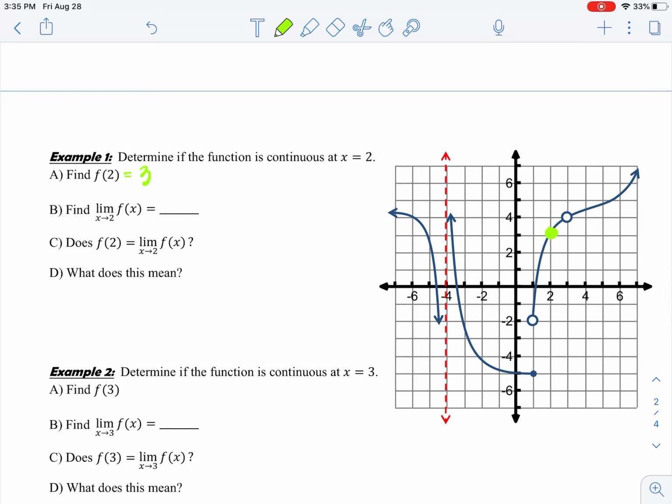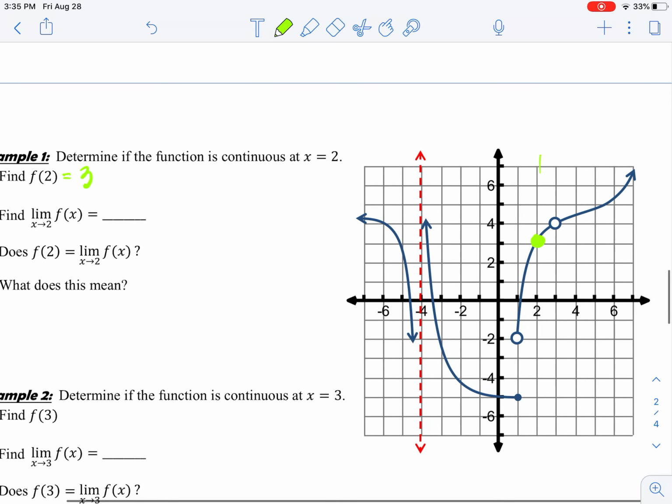All right, the next one. What is the limit as x approaches 2? So once again, here's 2.